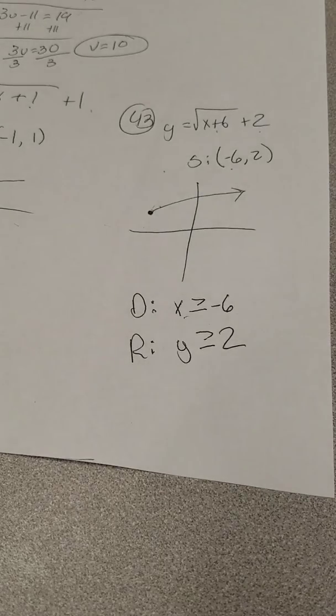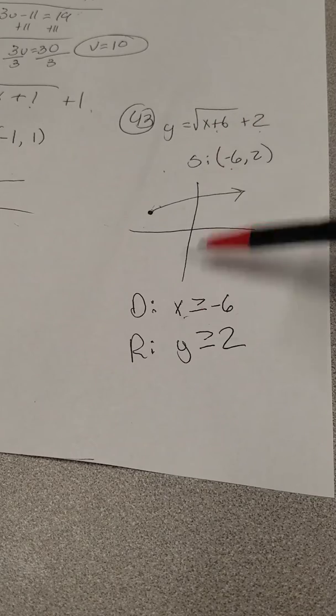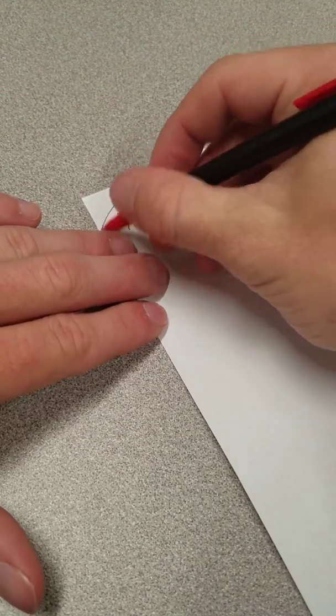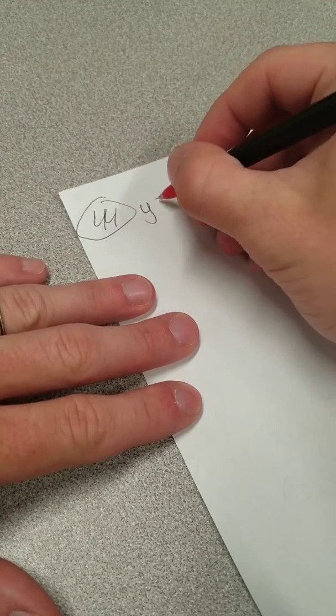Okay? Remember, with cubics, domain and range are all real numbers. With square root equations, then they're going to be opposite inside, keep the outside, and look at your graph from there. So 44 works along the same exact lines.